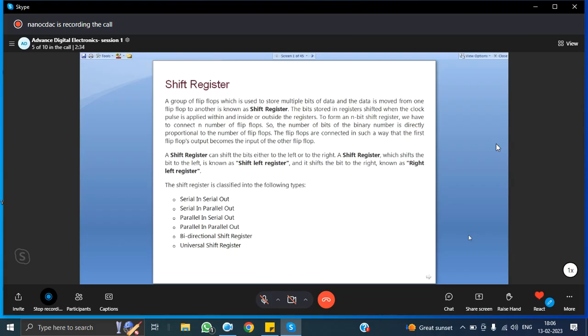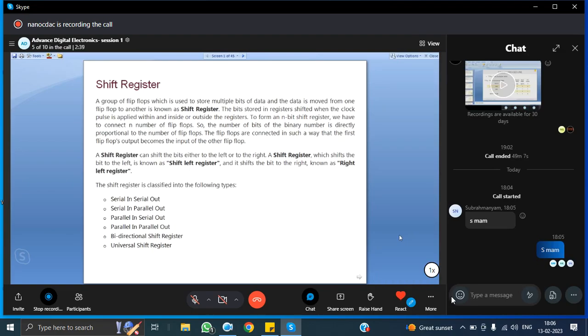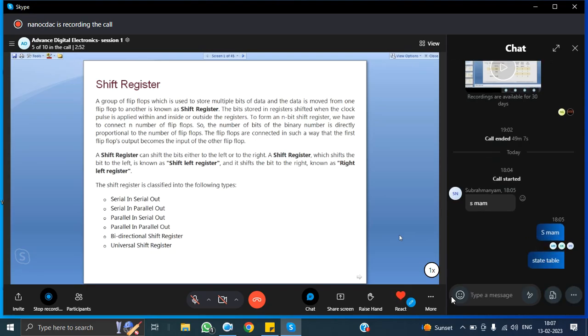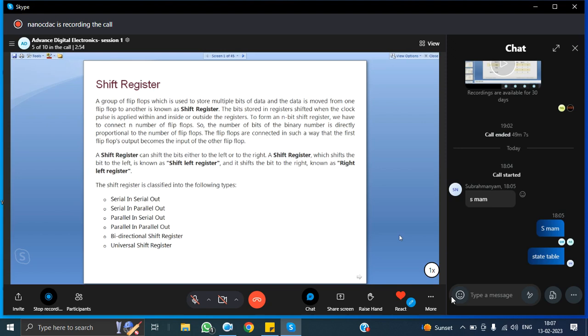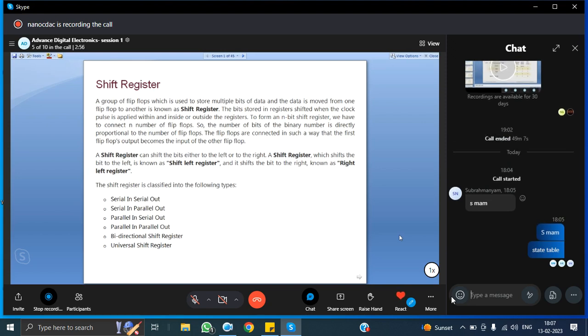When given a sequence, I ask you to design a circuit to detect the sequence 111 or 1101. If sequence detectors are given, what is the first step that you have to do? Yes, the state table. You go with the state table, and then from the state table, what will you do? State diagram.